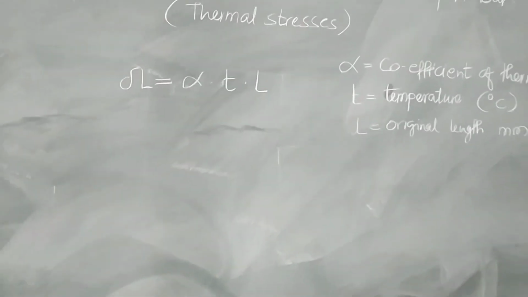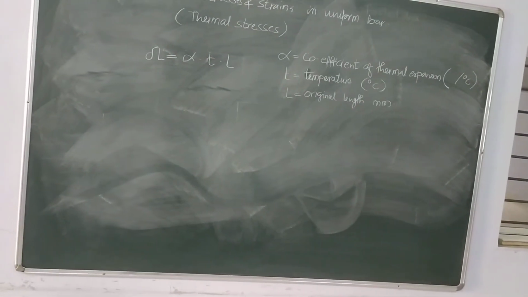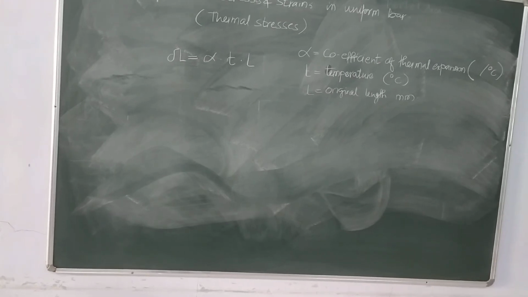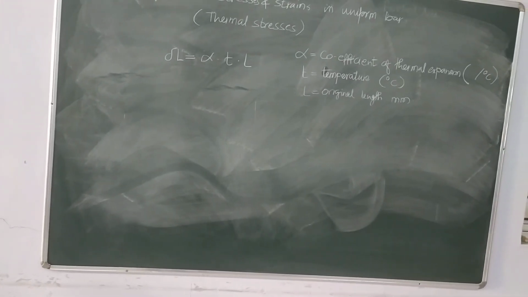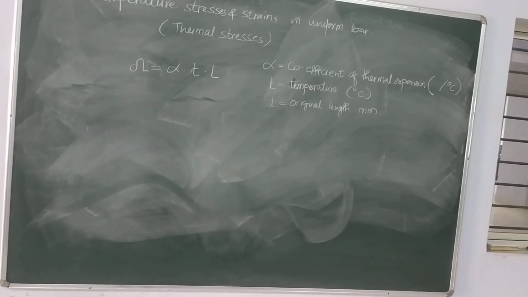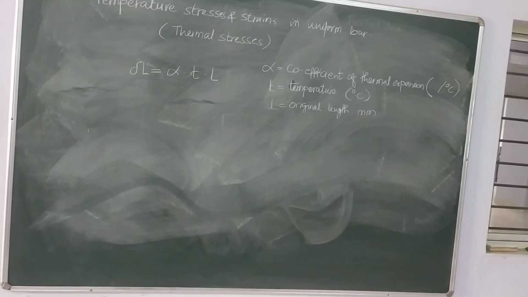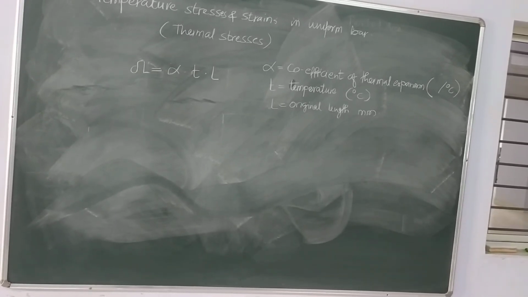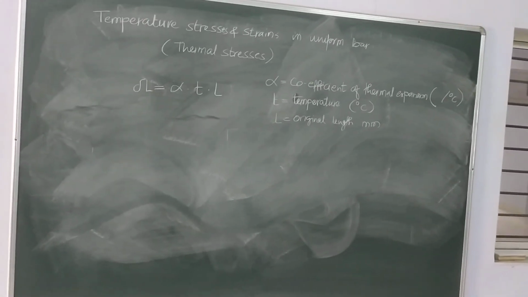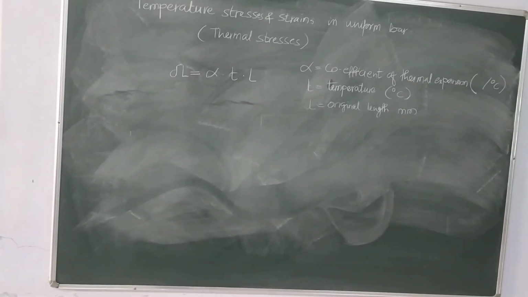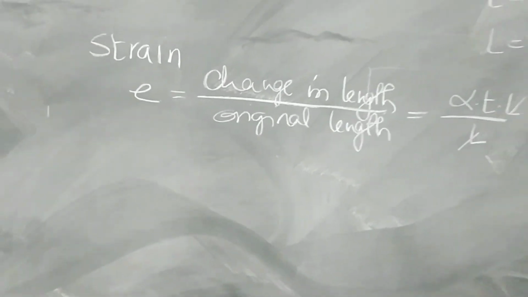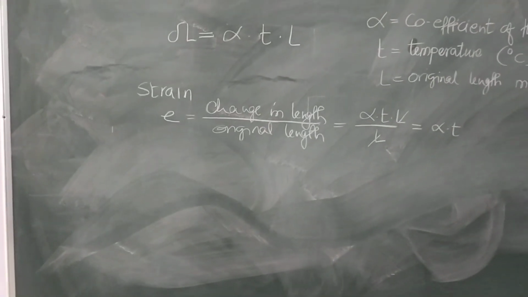Now, if this expansion due to increase in temperature is prevented by applying some external force, that is compressive force, or by fixing the body through fixtures like rigid support, then compressive stress and compressive strain will be induced in the body. That compressive strain e, that means regular strain, e is change in length upon original length.